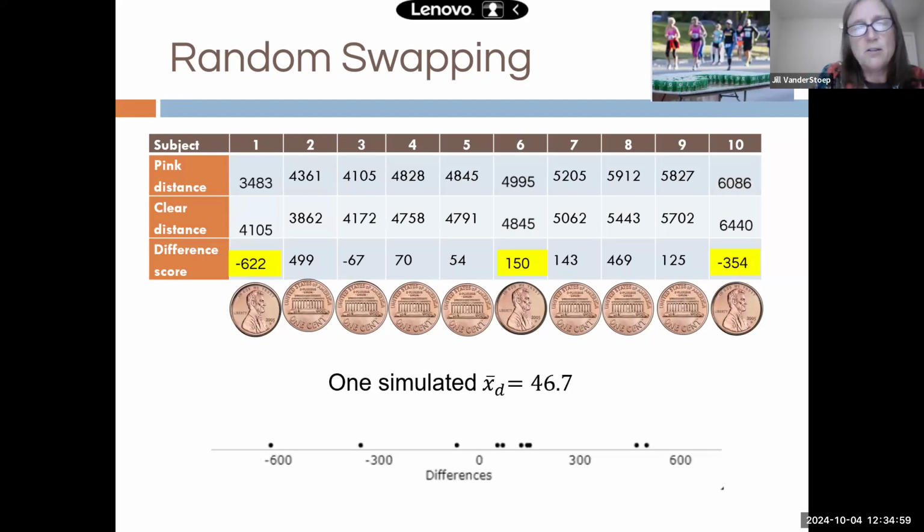So if I look at these new difference scores, I get a mean of 46.7, which isn't zero, but it's a lot closer to zero than our observed data from our study, which gave us a mean of the difference scores of 211. So let's go to the applet now.